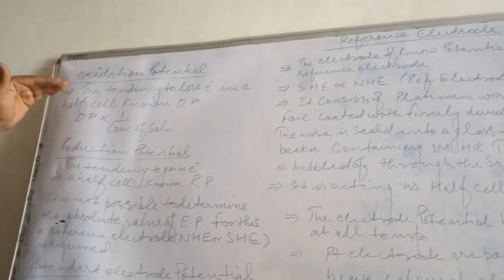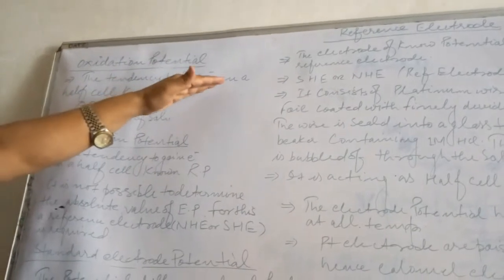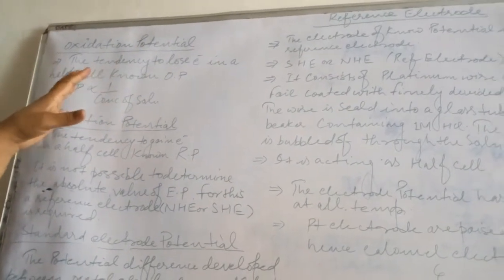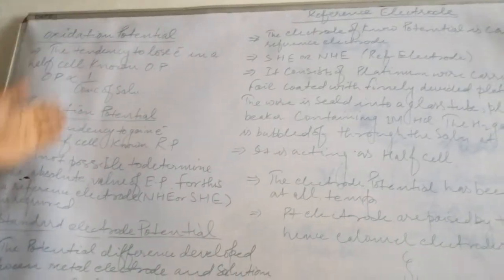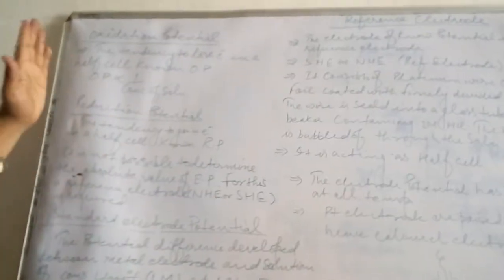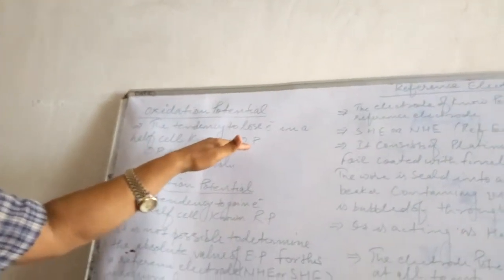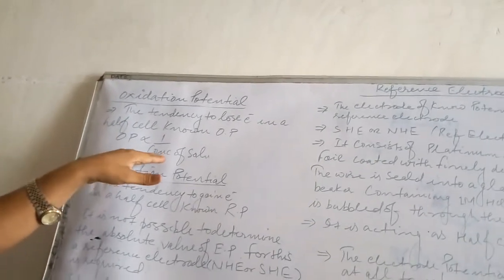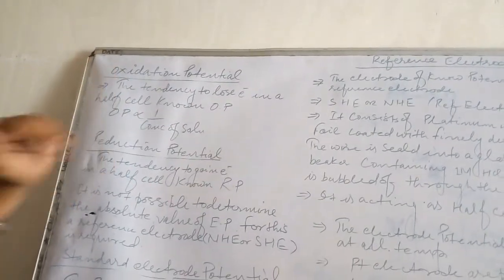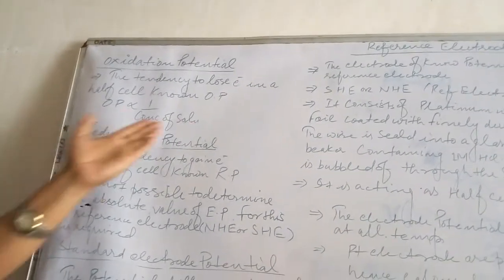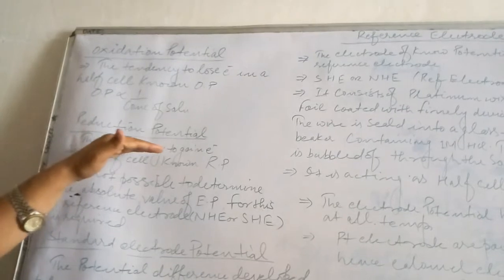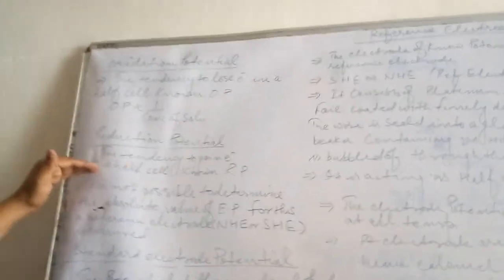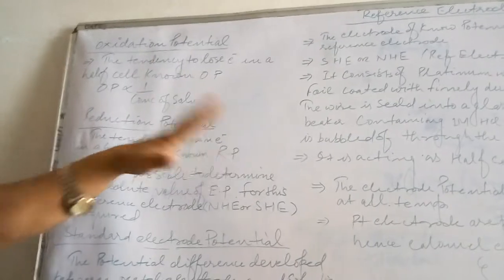Children, you know the tendency to lose electron in a half cell. Already you have studied the Daniell cell. In Daniell cell, the so-called voltaic cell, there are two half cells connected with a salt bridge. The tendency to lose electron in a half cell is known as oxidation potential, and oxidation potential is inversely proportional to the concentration of solution. It is okay. Now reduction potential: the tendency to gain electron in a half cell is known as reduction potential.